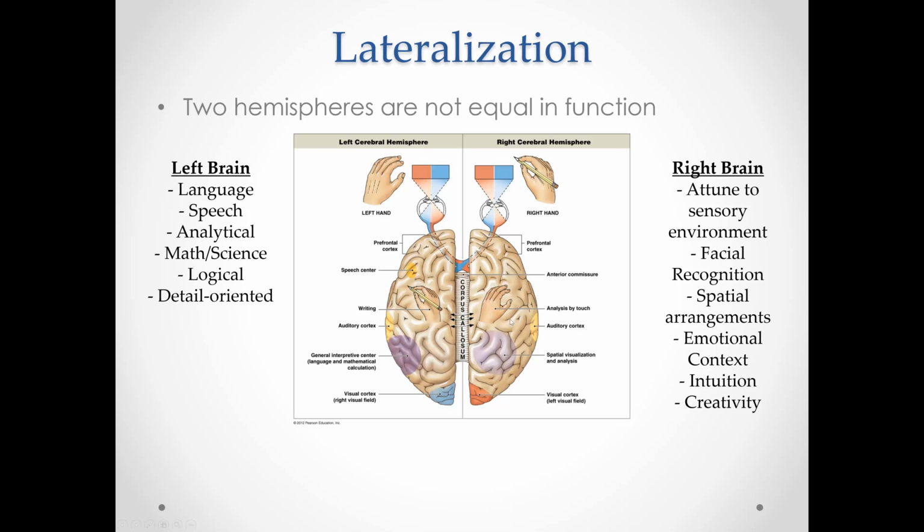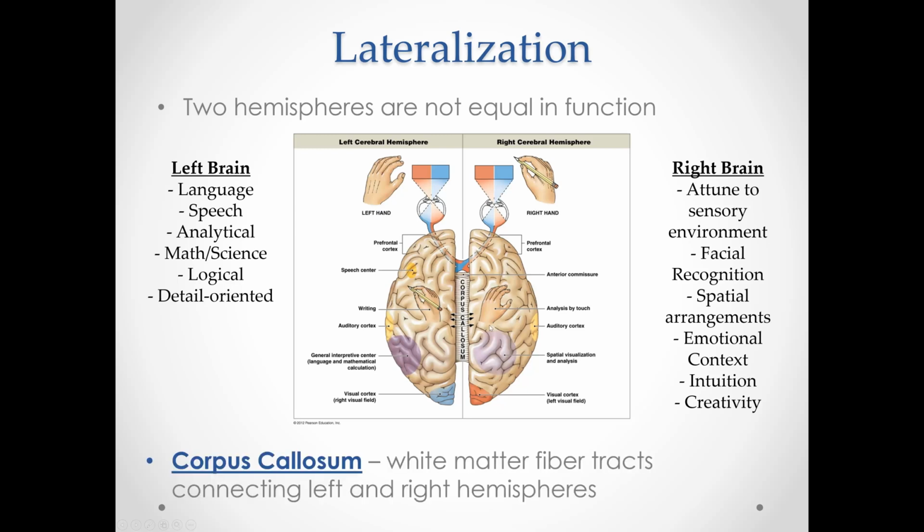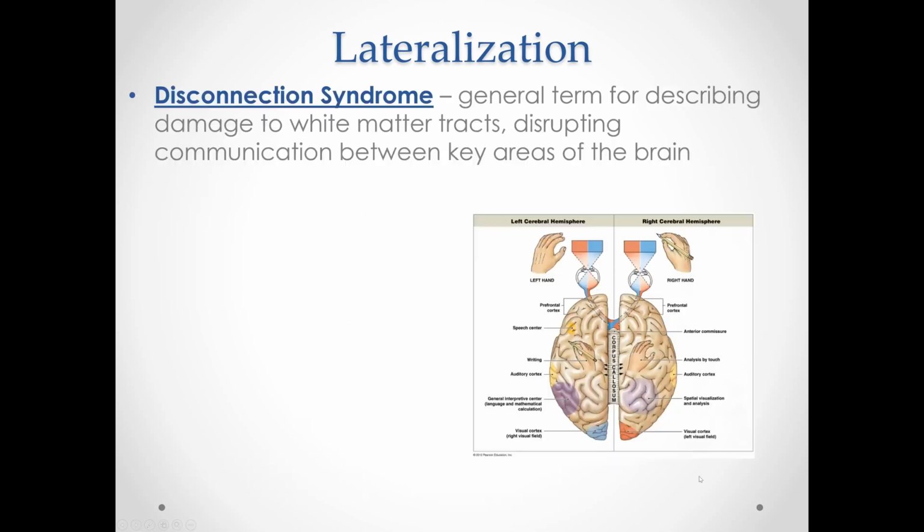The left and right sides communicate by sending axons across to each other, and the area where those axons cross from one side to the other is called the corpus callosum. So the corpus callosum is white matter. Again, these are myelinated axons, which we also call fibers or tracts, that connect the left and right hemispheres of the brain.